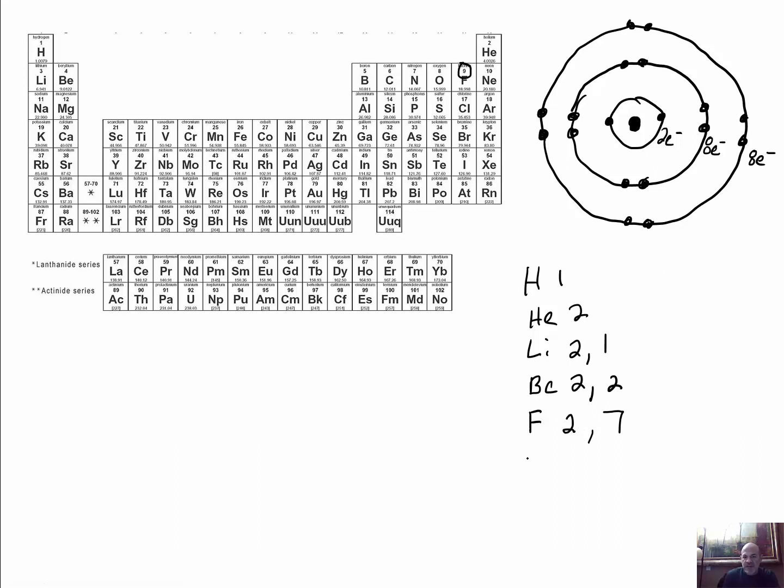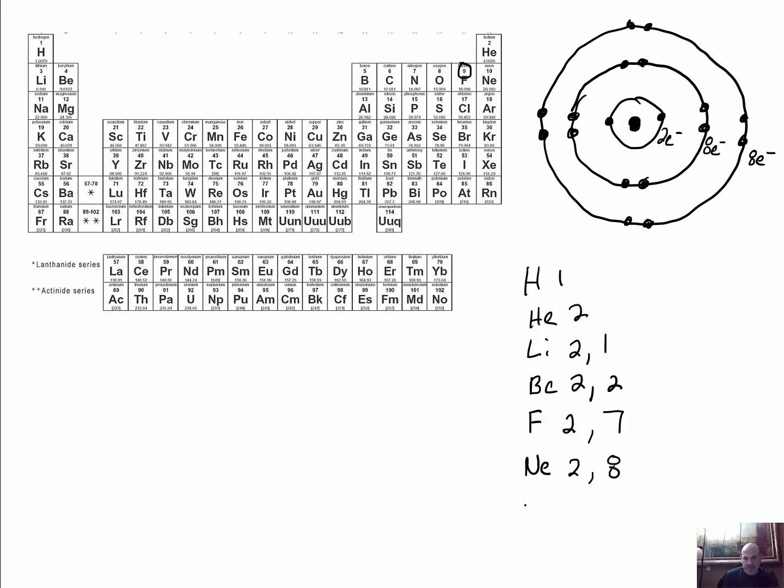Okay. Now if we did this for neon, neon has an atomic number of 10. So again, 10 protons in the nucleus, that means 10 electrons. So that would be 2 in the first level. And 2 out of 10 leaves 8 more. And we can fit all 8 because the second energy level is at 8. And so there you go.